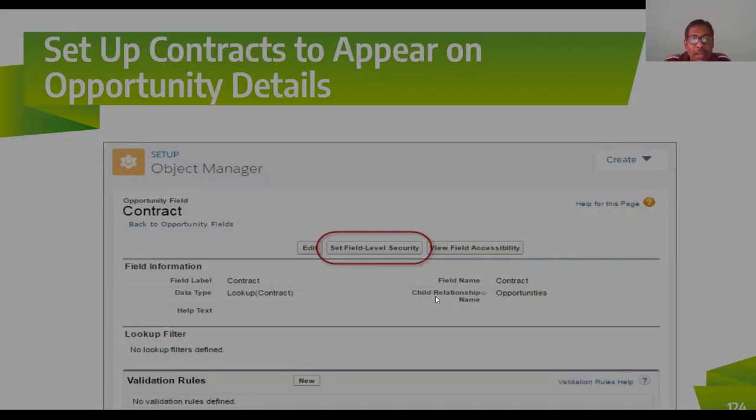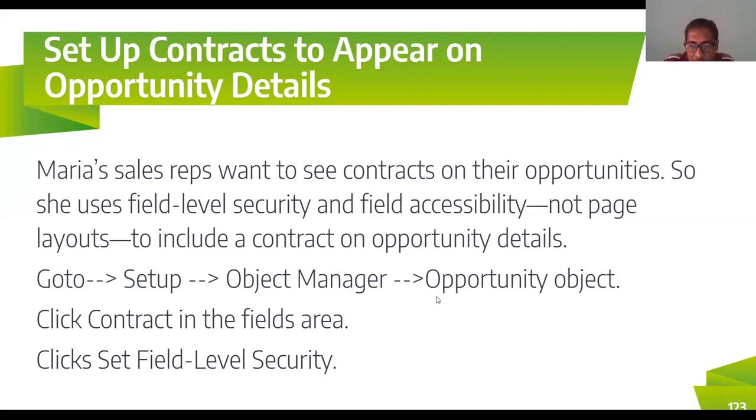Now, the first step, again I'll tell you: you have to go to setup. Next to setup we have object manager. From the object manager, you're going to select the opportunity object. When you click on the opportunity object, you have to click on the contract field in the field area. In Fields and Relationships, on the right-hand side you have a list of fields. From there you can select the contract field, right?